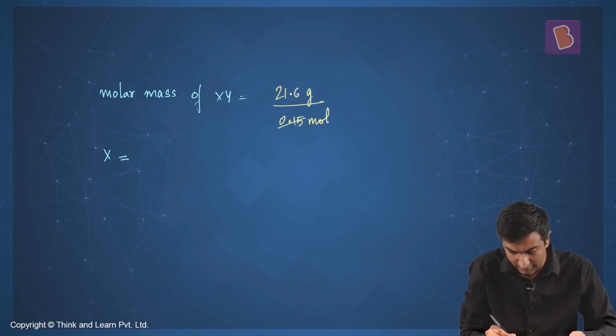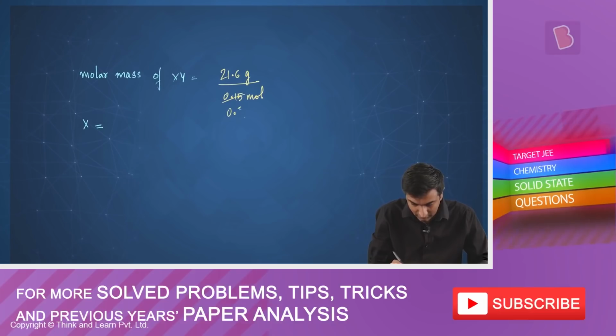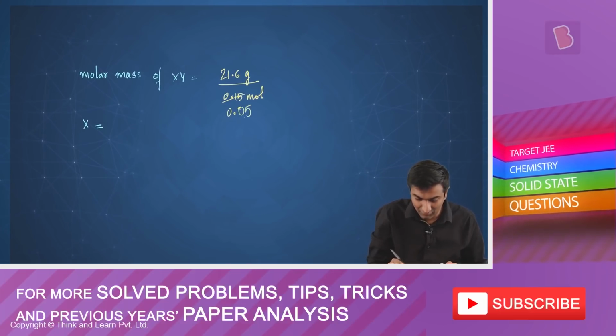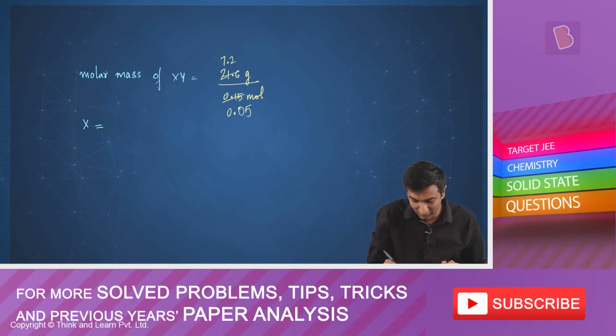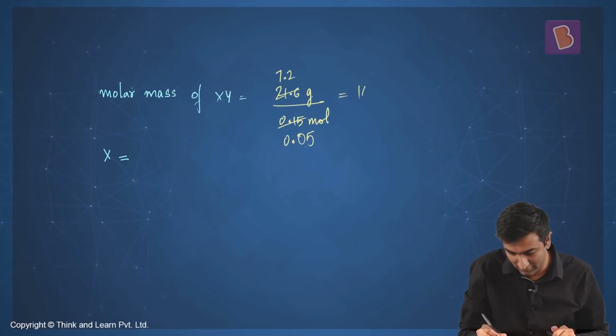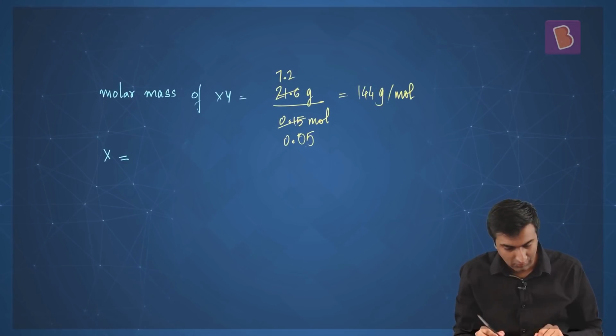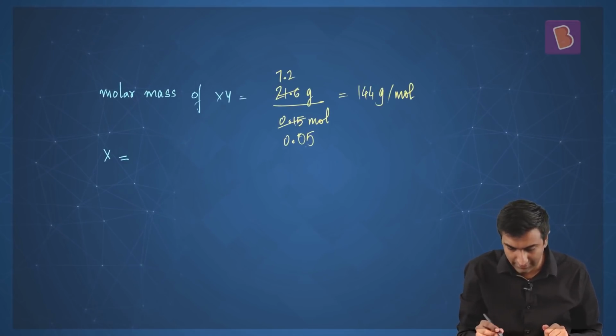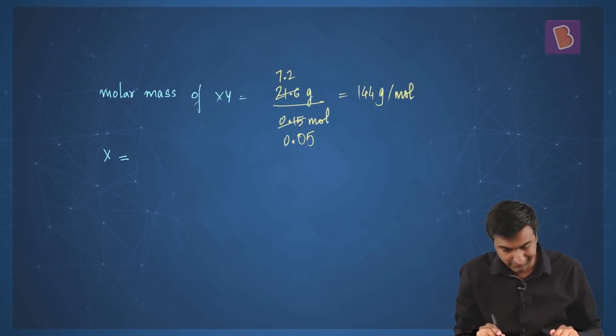Okay, so you can divide it by 3, right? So you get 0.05 and this is 7.2. Okay. You divide them both, you get 144 gram per mole. Yeah, that's the molar mass of XY. Did I get the units right? Yeah, gram per mole, so this makes sense.